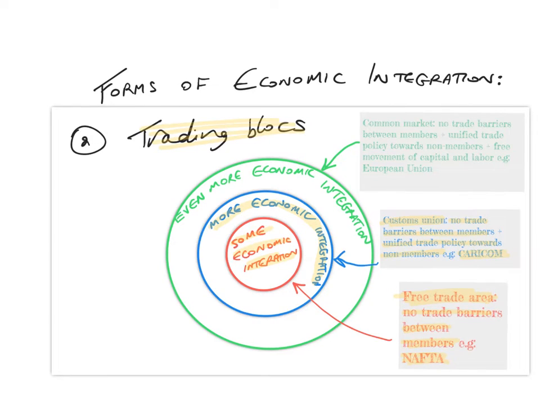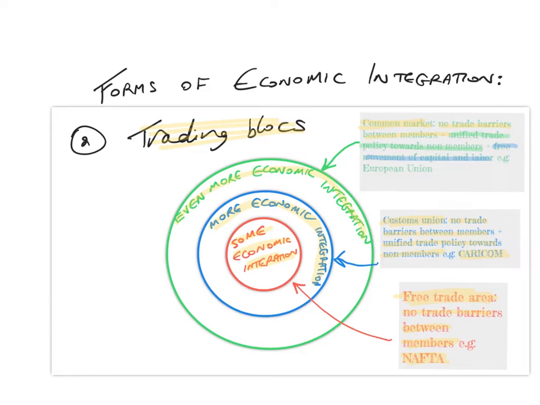The third type of trading bloc, which involves even more economic integration, so you can see as we're moving from the inner circle to the outer circle, the level of economic integration is increasing. This third type is a common market. Basically, it's a free trade area, so there's no trade barriers between members. There is a unified trade policy towards non-members, so it's also a customs union. And the thing that makes it unique is that there's free movement of capital and labor.